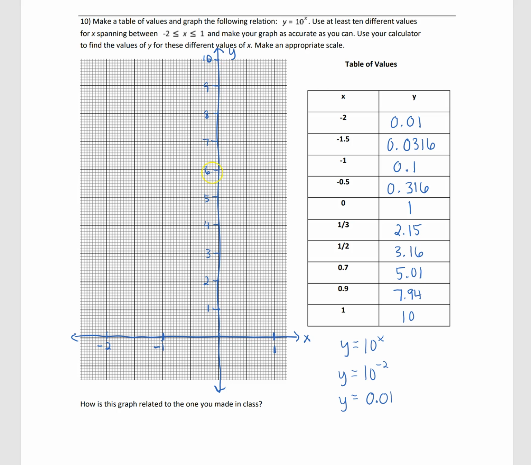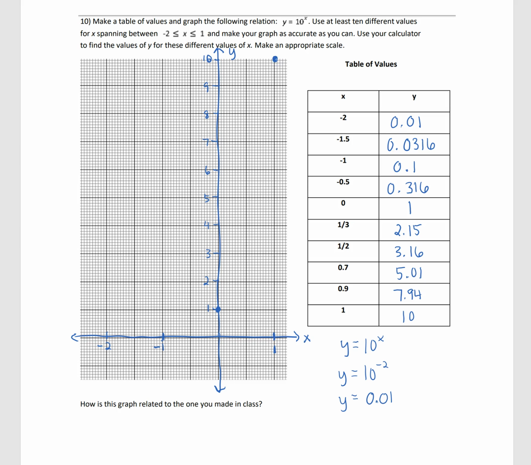For the graph, I've drawn my x and y axis. You can see that my scale for the x-axis is much more spaced out than for the y because our range of y values is much bigger. Starting to plot some of these points, I'm going to do the easy ones first. When x is equal to 0, y is equal to 1, so we cross the y-axis here at 1. When x is equal to 1, y is equal to 10. So that's a point up here.